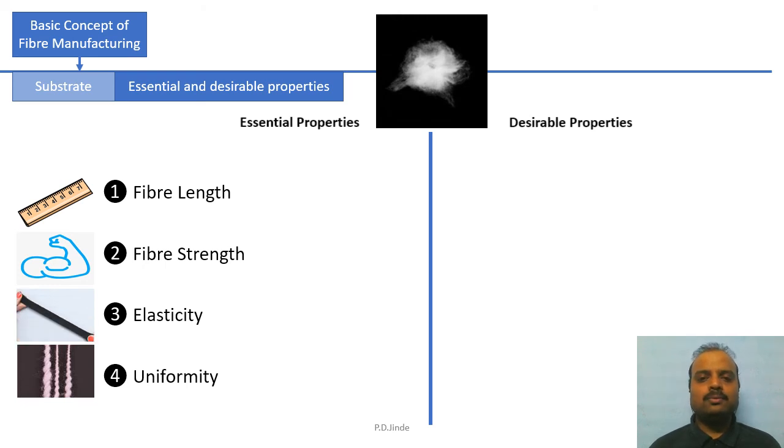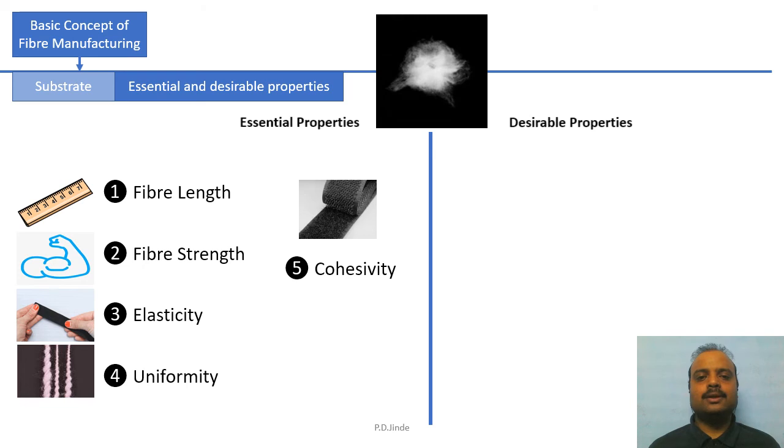Apart from uniformity, next property fiber must possess is cohesivity. Because of this property, fiber holds together. And textile fiber has a surface texture that binds the fibers together. In short, cohesivity is nothing but stickiness. Fiber sticks together, and this stickiness is generally acquired by the fiber because of its textured surface.